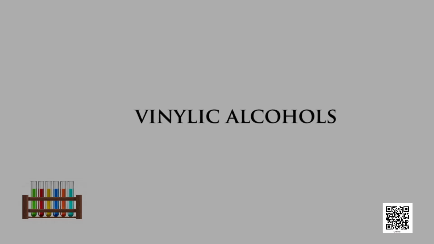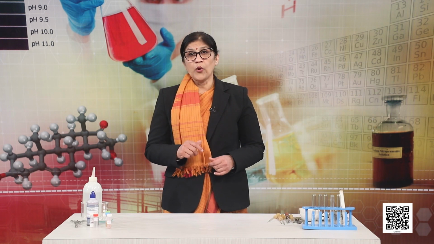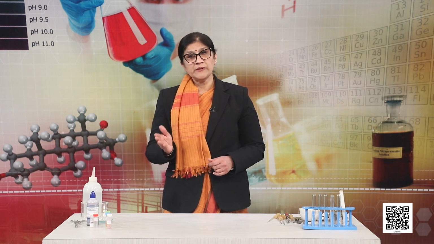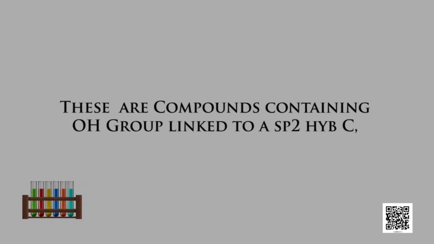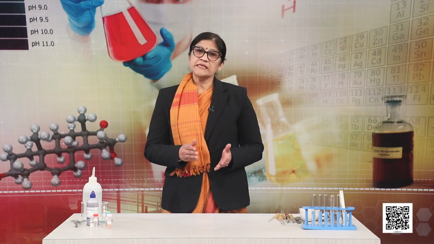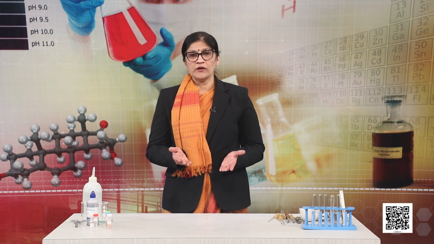We also learnt about vinylic alcohols in the previous module. These alcohols contain an OH group bonded to a carbon-carbon double bond, that is, to a vinylic carbon. These are compounds containing OH groups linked to sp2 hybridized carbon. Similarly, you may compare a phenol with vinylic alcohol.